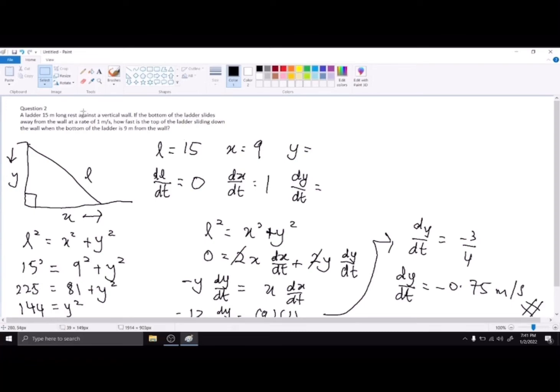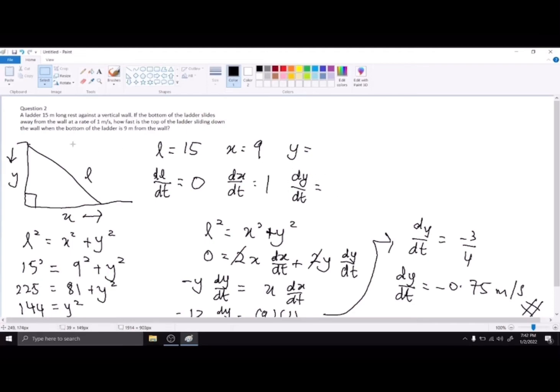So a ladder 15 meter long rests against a vertical wall. So I drew a wall along with the ground and this will be the ladder. And I just labeled this as y, x and l as in the length of the ladder. So we know that 15 meter is referring to the length of the ladder. If the bottom of the ladder slides away from the wall at a rate of 1 meter per second, which refers to dx over dt. So dx over dt is 1. So how fast is the top of the ladder sliding down the wall, which basically means dy over dt.